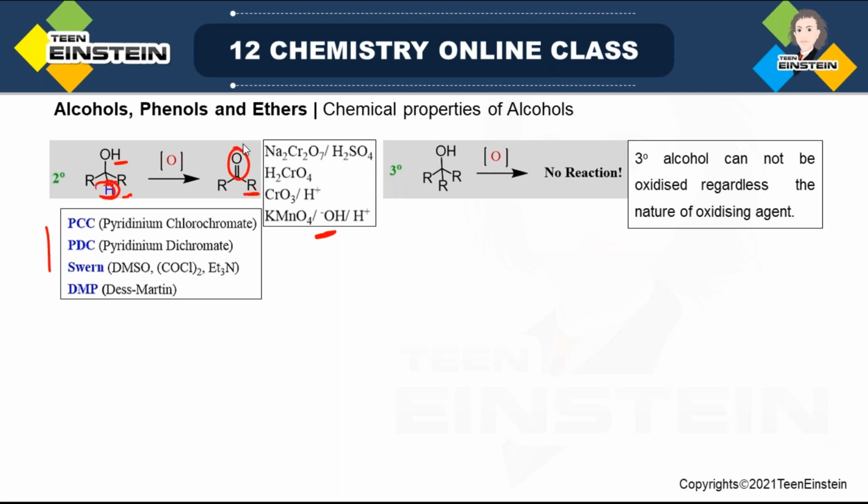And if it is 3 degree, now reaction is not at all possible. Now the reason is when it is 3 degree, the carbon with which OH is attached, that is also attached to 3 more carbon. So here we do not have any hydrogen attached to this carbon. So that is why removal of this hydrogen which is attached to oxygen and the hydrogen attached to carbon, that type of dehydrogenation is not possible. So for 3 degree alcohol, remember, you cannot oxidize it. Whatever is the nature of oxidizing agent, whether it is weak or strong, that is not important, but here oxidation itself is not possible.